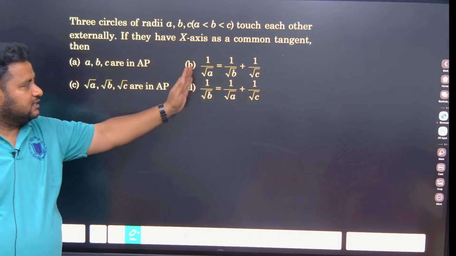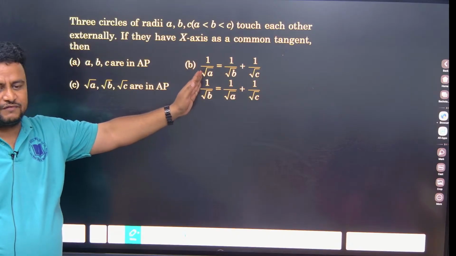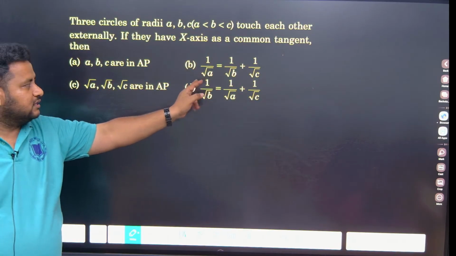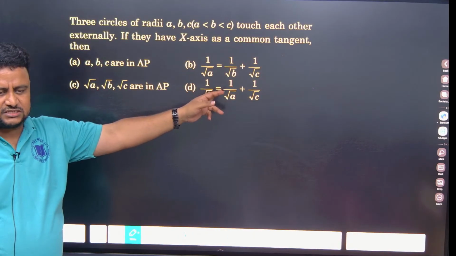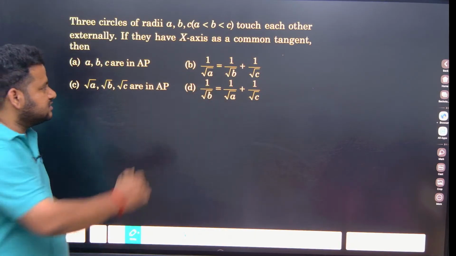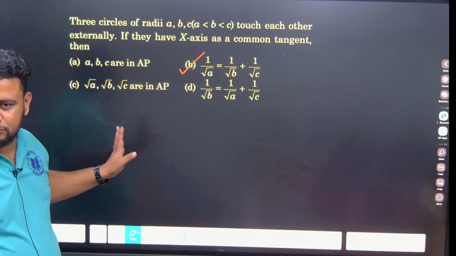That means A should come in the LHS. 1 by square root of R is equal to 1 by square root of R1 plus 1 by square root of R2. Here R is A, R1 is B, anything, R2 is C. So the answer will be, straight away, B. Clear? Got it?